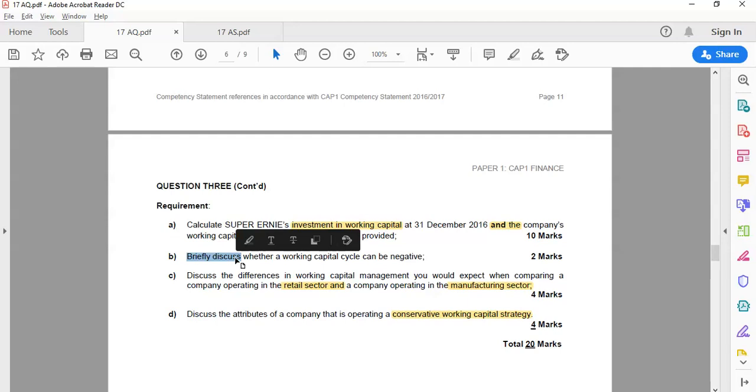And then lastly, discuss the attributes or characteristics of a company that operates a conservative working capital strategy. So remember now, when you studied working capital, you had an aggressive working capital strategy, a conservative, and a neutral. In conservative, you hold high levels of current assets. You have a lot of money tied up in inventory. You have a lot of money tied up in trade receivables, right? So that means you have no liquidity issues. So you're not going to be stuck for liquidity, all right?